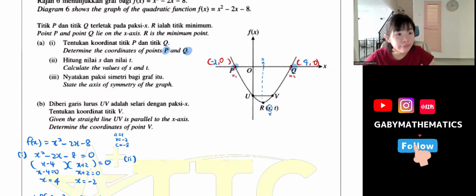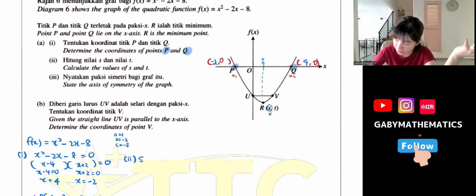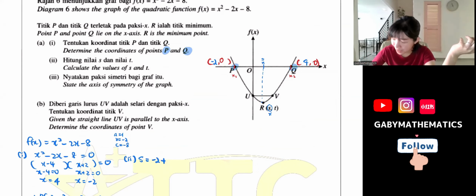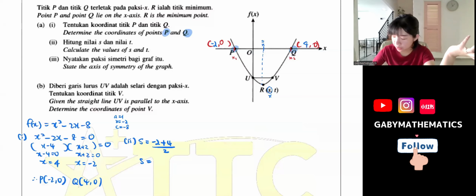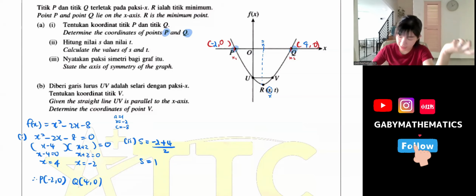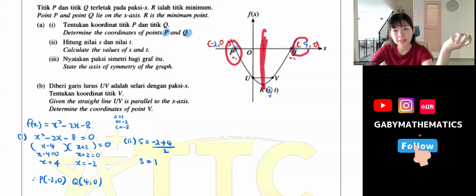The fastest way to find it is, since we already know x1 and x2, -2 and 4, the S is the midpoint. And the midpoint is what? To find the midpoint, S is -2 plus 4 divided by 2 to find the center. Because the minimum point's x coordinate is definitely in the middle. So S equals 2 divided by 2, which is 1. Get it?